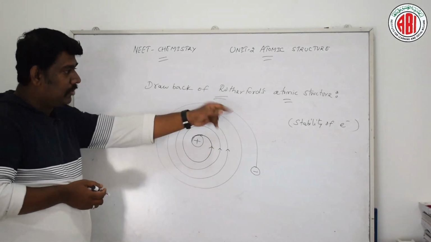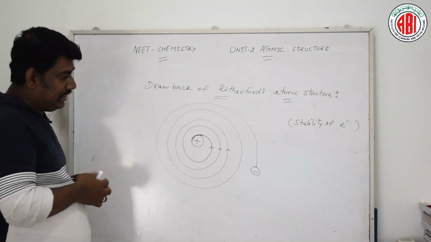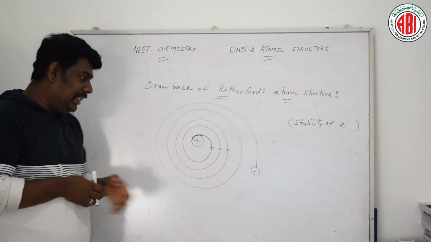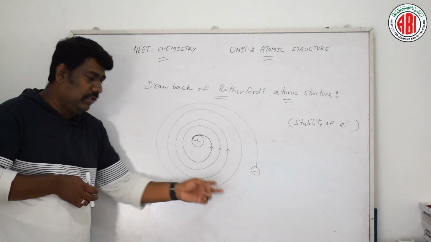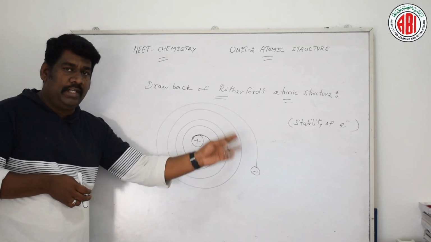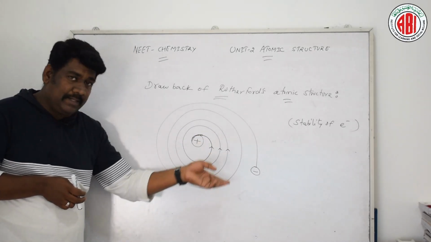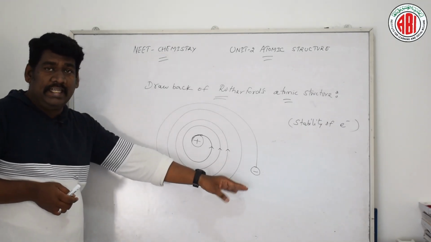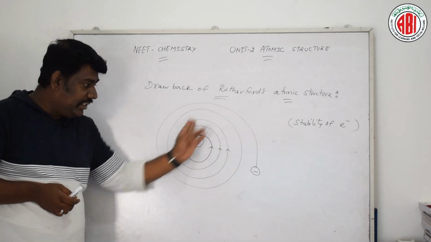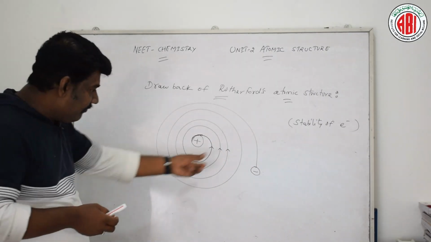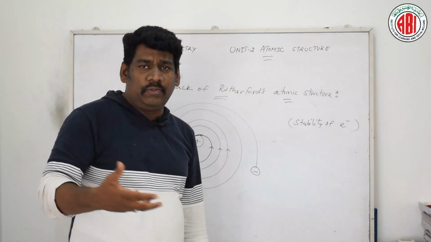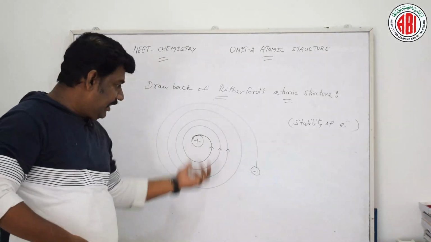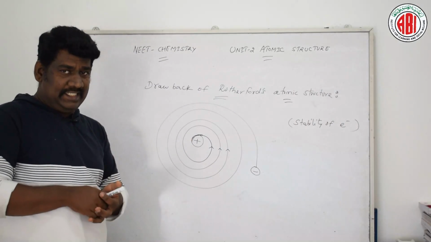So that is the first postulate of Rutherford's atomic structure. Just imagine the electron, which is moving around the nucleus of an atom, could lose its energy, because it is continuously moving around the nucleus with the force of attraction. So that could easily lose its energy.